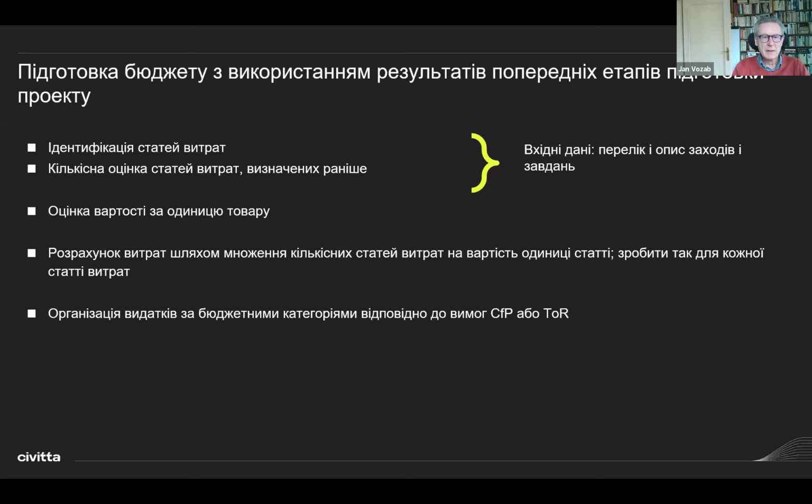And only in the third step, you estimate the costs per unit of the item, and only then you calculate expenditures by multiplying the quantified cost items by unit cost of the item, and you've got expenditures or costs of your project per item category.